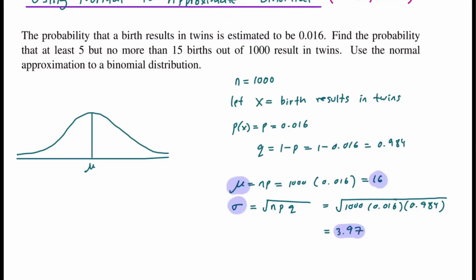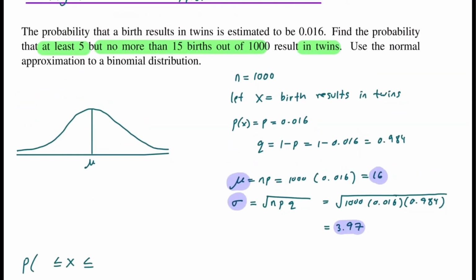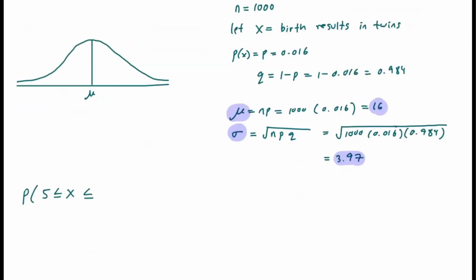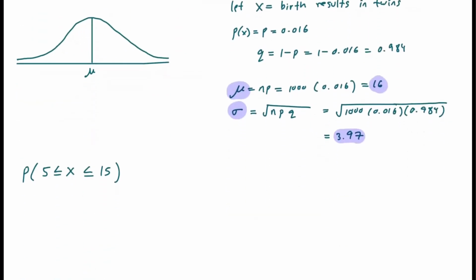Okay, so what do we want? Well, we want to know what is the probability that at least 5, but no more than 15 births out of the 1,000 result in twins. So here's what we want. We want to know what is the probability that X, meaning birth results in twins for this number of people, is at least 5, but no more than 15. So 5 is the lower bound, the upper bound is 15. So you want X to be between 5 and 15. Okay, so hopefully that makes sense.